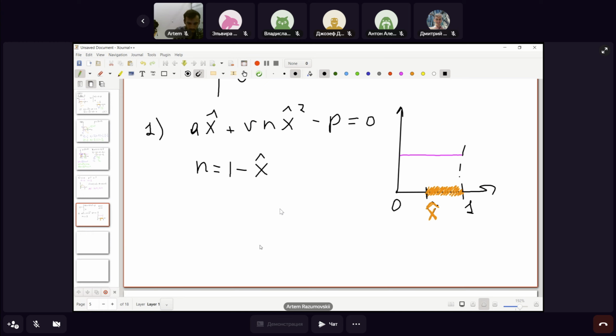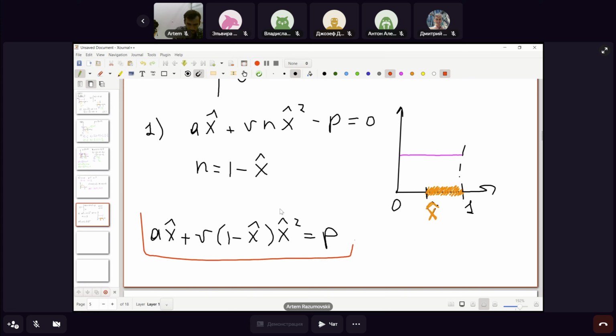So then we can rewrite our equation as, if you start from zero, we just have only the increasing part. So that will be a x hat plus v times (1 minus x hat) times x hat squared equals p. So that's our equation.